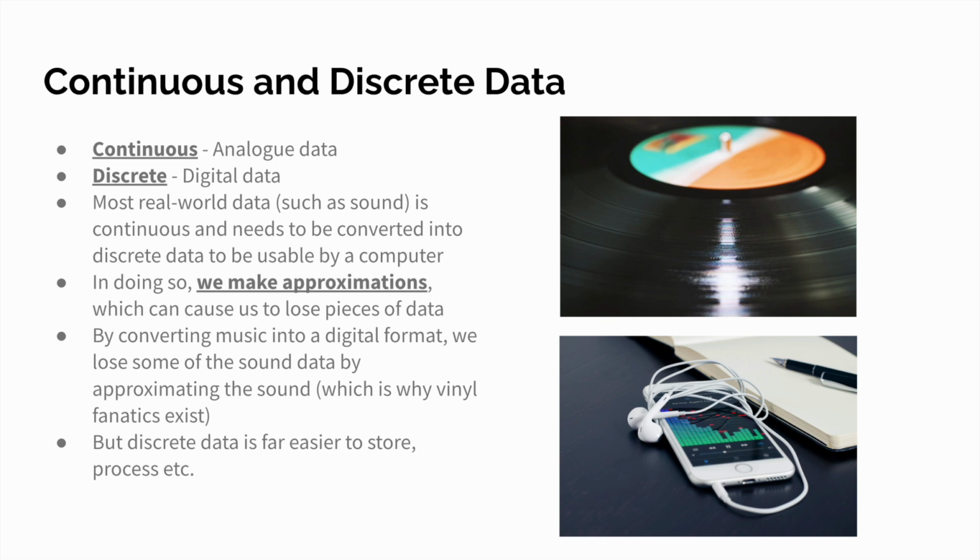For example, if we convert music from an analog format to a digital format, we lose some of the sound data through our approximation, which is why vinyl is still quite popular, because it's not digital and therefore contains all of the sound. But our discrete data is far, far easier to store and process by computers, so that's why we use it.